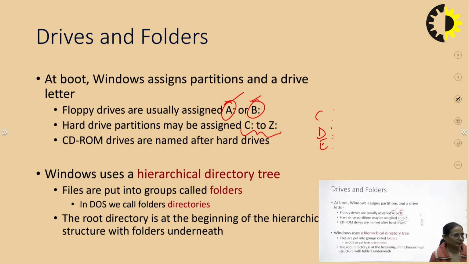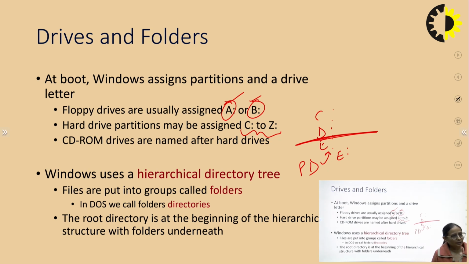CD-ROM drives are named after hard drives, accordingly. For instance, if you have 2 volumes or partitions present on your system, and you insert your pen drive or CD-ROM or any other external device, then it will automatically be assigned as drive E. If you insert another device, then it will be F, and so on.